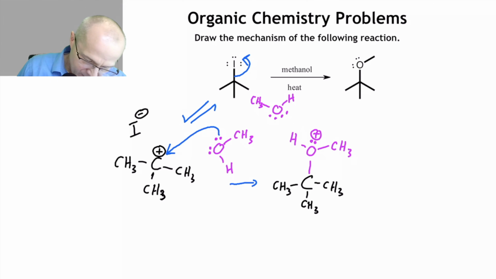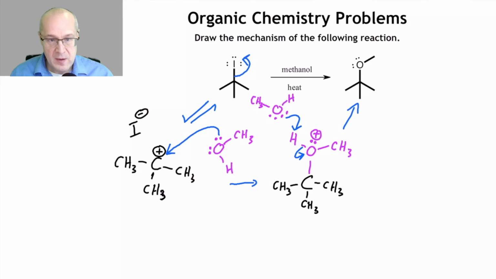Oops. Let me use the same color arrow. So the lone pair now deprotonates the hydrogen, giving you the product. And that's how you do this reaction. This is a typical traditional SN1 reaction.